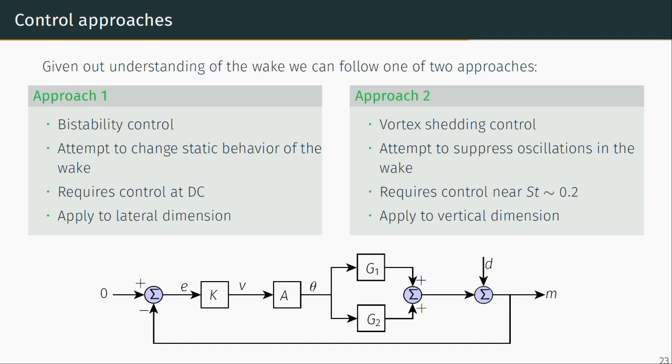The alternative approach is to try and regulate the vortex shedding, so some of the unsteadiness in the flow. And this requires us to suppress oscillations if we can. And it requires control no longer at DC, at low frequencies, but at Strouhal numbers around 0.2. And we'll apply that using flaps at the top and bottom in the vertical dimension. So the challenge now is to design some controller K, which operates through our actuators, which also have some dynamics, in order to try and suppress either the static asymmetry that we're measuring here or the oscillations in this measurement.